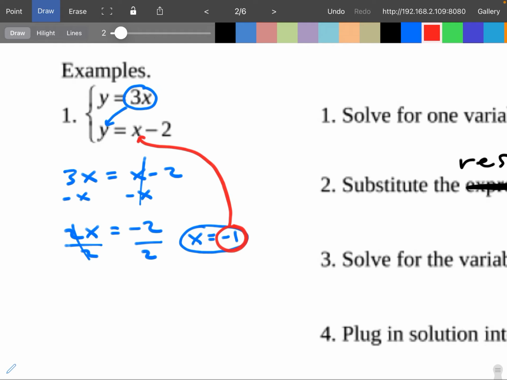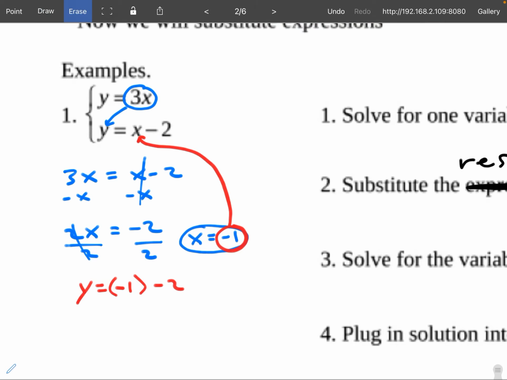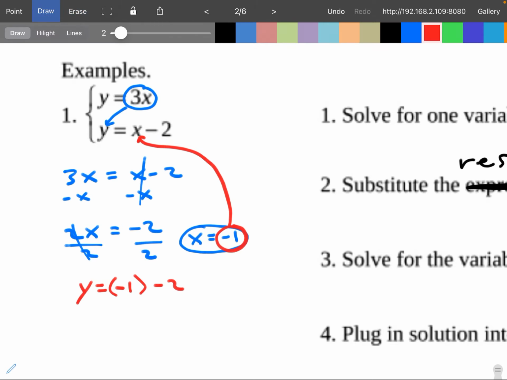Well, you can take that x equals negative 1 and plug it into either one of the original equations. So let's plug it into this x right here. You could plug it in the top one. You could do 3 times negative 1 if you want to. You get the same answer either way.